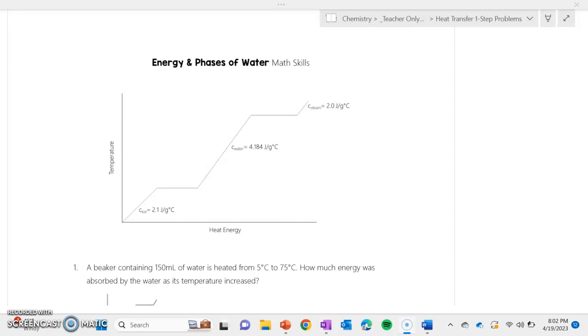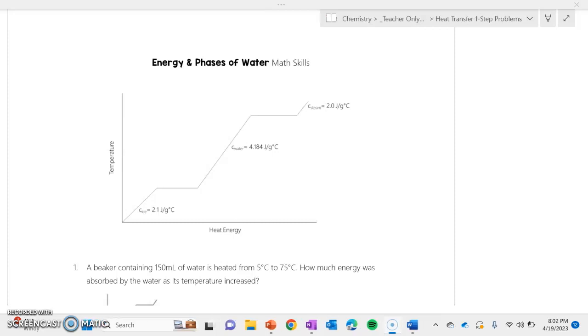When working with water specifically, we're going to focus on the different phases of this substance. And every substance exists as a solid, a liquid, and a gas. And it can be shown using a heating curve, which we have already studied previously when we looked at states of matter.